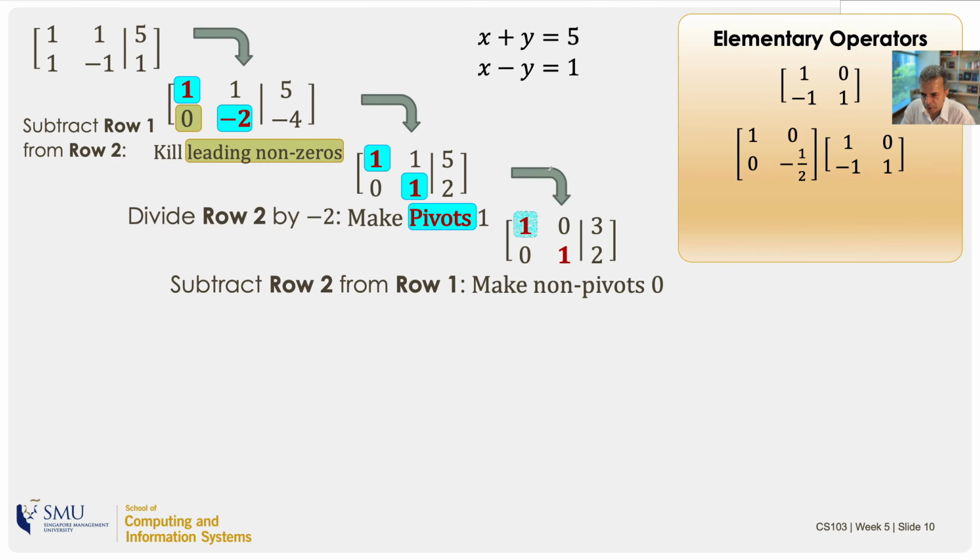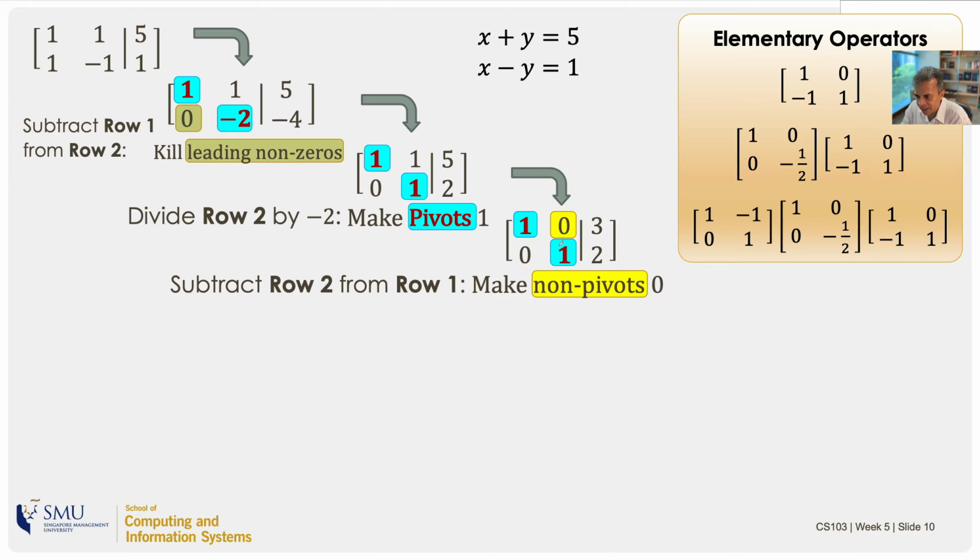Now subtract row number 2 from row number 1 so that all the elements above any pivot become 0. So you subtract row number 2 from row number 1. That means the first row becomes the current first row minus the second row. That is one way of looking at my elementary operator. Another way of looking at it is to take the identity matrix, subtract the second row from the first row, and you get a minus 1 there. So that is the third elementary operation.